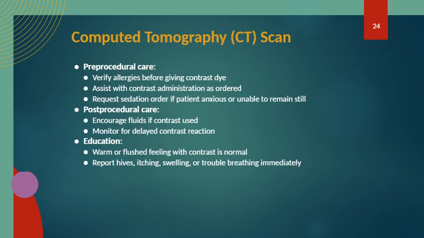A CT scan uses multiple X-ray images to create detailed cross-sectional pictures of organs, bones, and soft tissues. CT scans are commonly used in neurological assessment to detect bleeding, tumors, ischemic strokes, swelling, or structural abnormalities. Because CT is fast and widely available, it is often the first imaging test ordered in an emergency situation such as suspected stroke or head trauma.